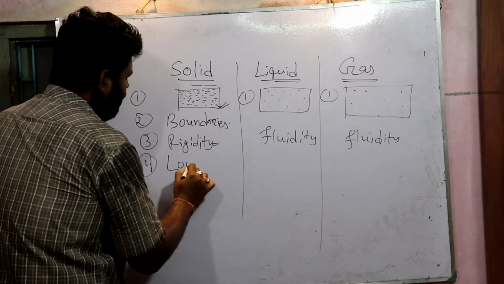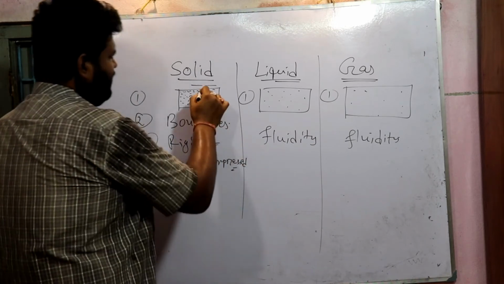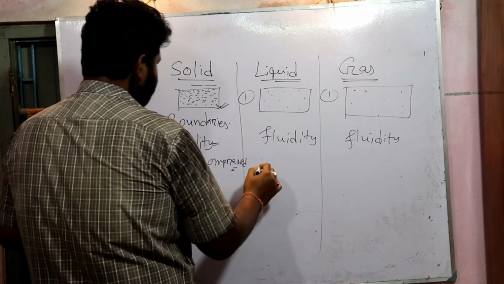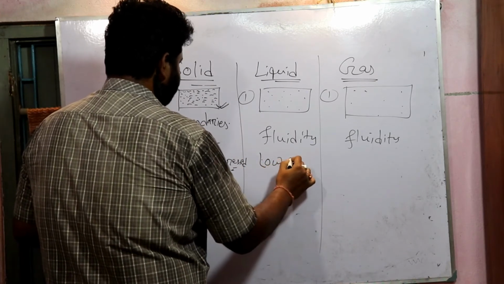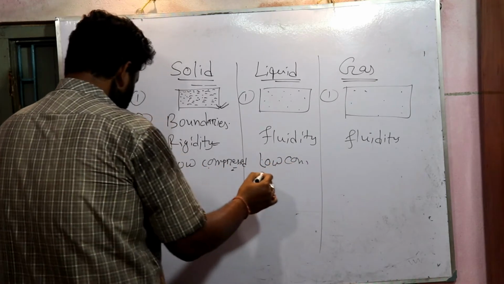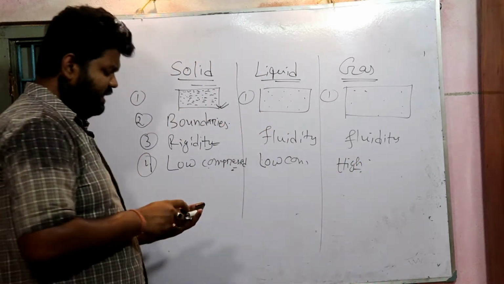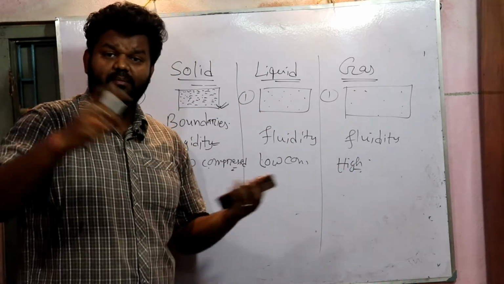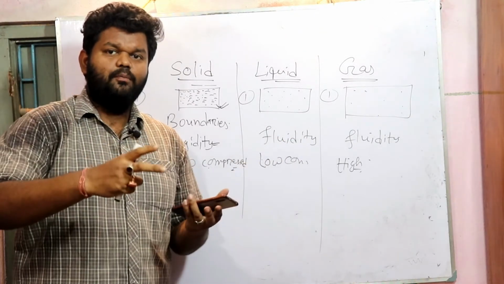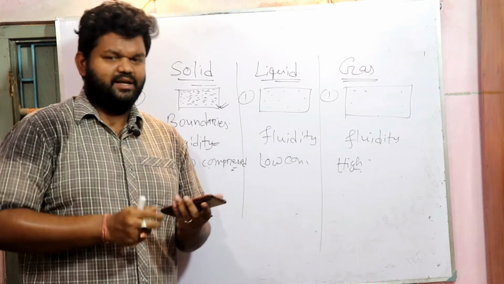Number 4, as I have said, the compressibility. So low compressibility is there, you cannot compress it because already it is rigid. Here greater than solid, but low compressibility is also there, not like this but greater than this. And here high compressibility because the gaseous particles are far away from each other, that is why we can easily compress them.